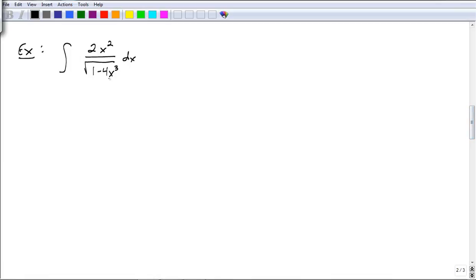In this case, I have a 4x cubed in the bottom and an x squared on top, but I need to do a u substitution because it's not a polynomial. So I let u be 1 minus 4x cubed, and I take the derivative so I can replace my dx. The derivative with respect to x is negative 12x squared. So I solve this thing for dx. Du over negative 12x squared equals dx.